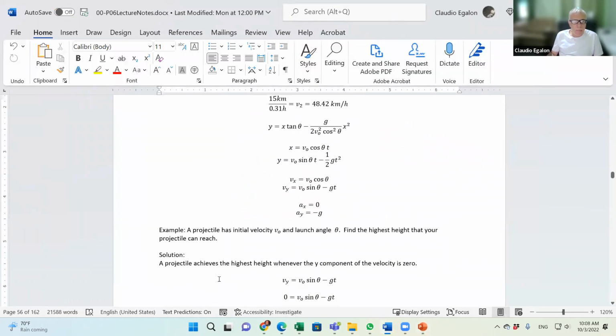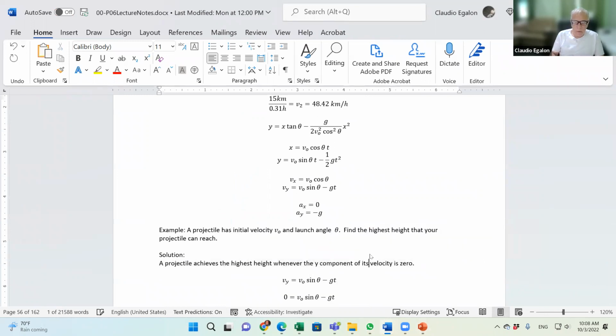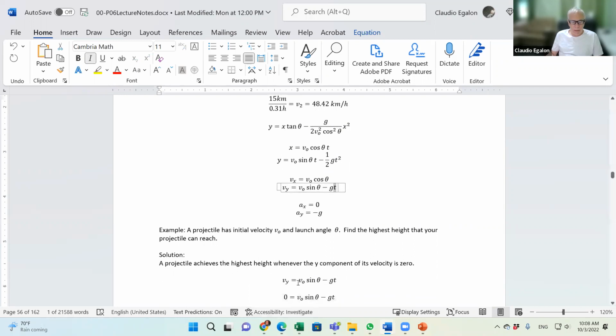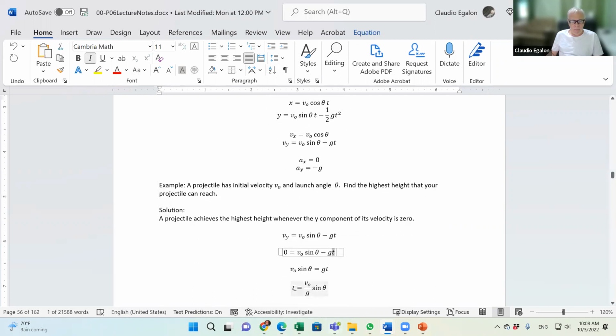Okay, here goes. Solution. A projectile achieves its highest height whenever the y component of its velocity is 0. Then you go back to your equation. Look at the equation for v sub y, and you will be able to find out what t is, how long it took for the projectile to reach that position. That's what I did here. Vy equal to 0, I'm going to solve for t. Solving for t, you get this value.